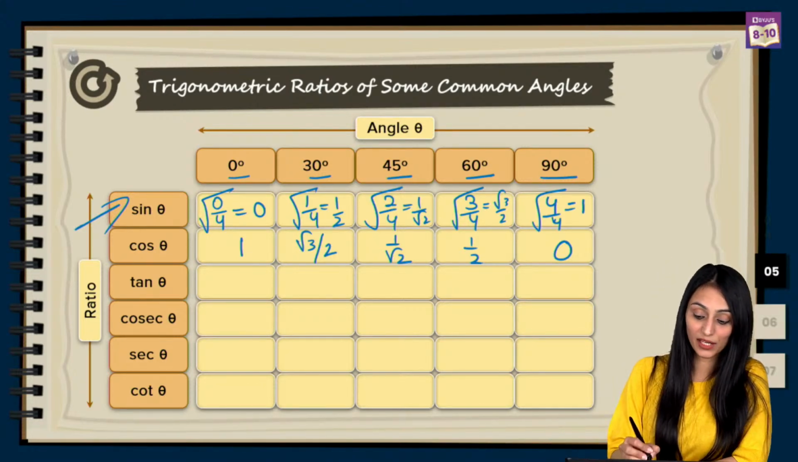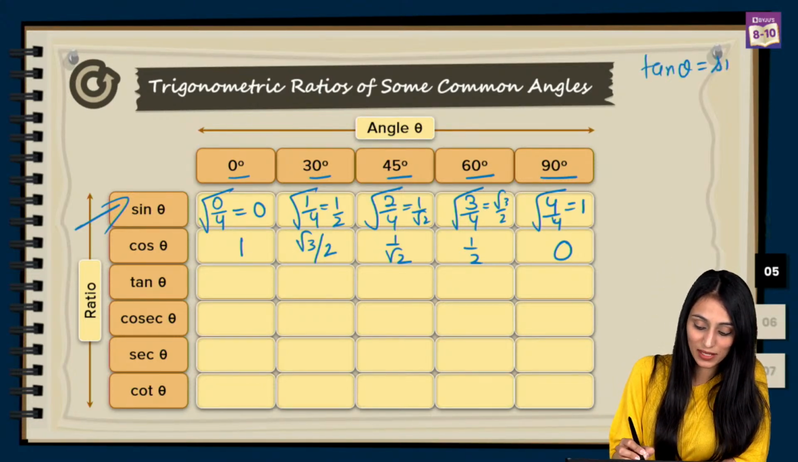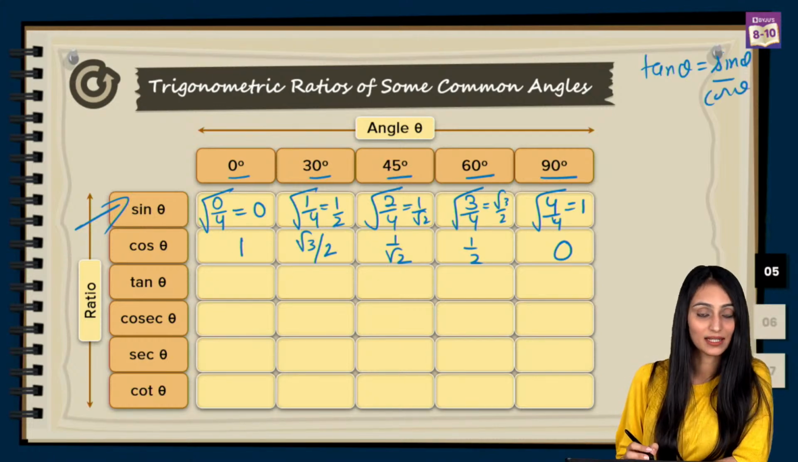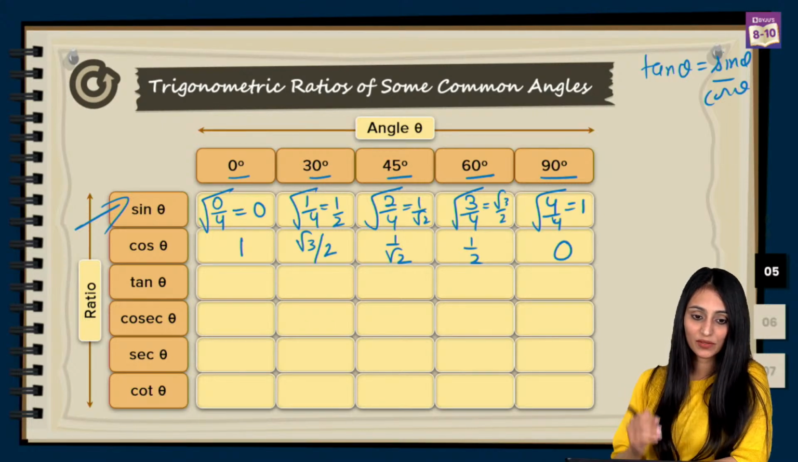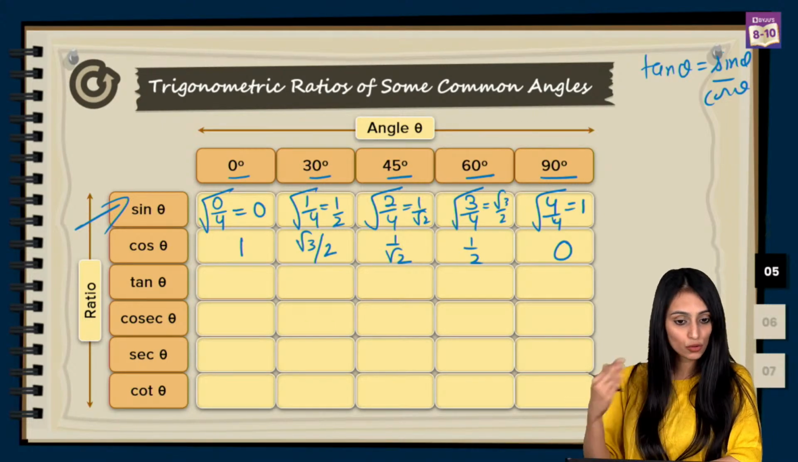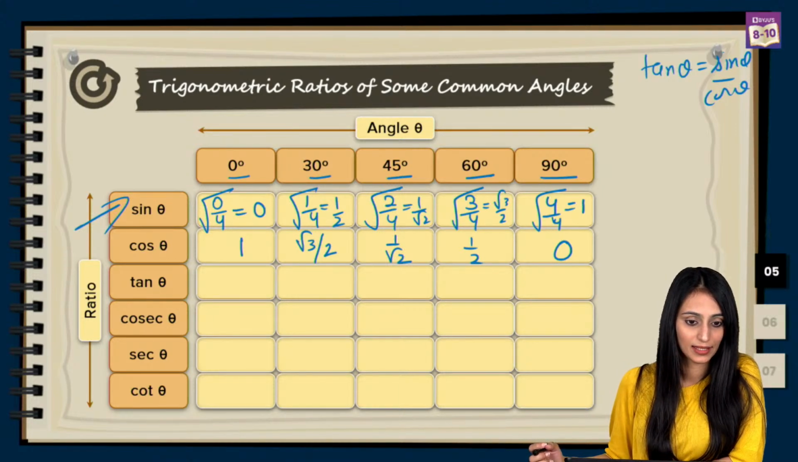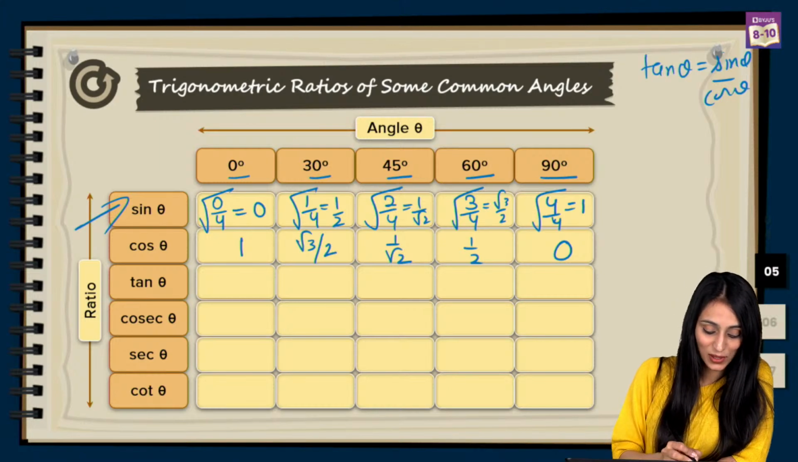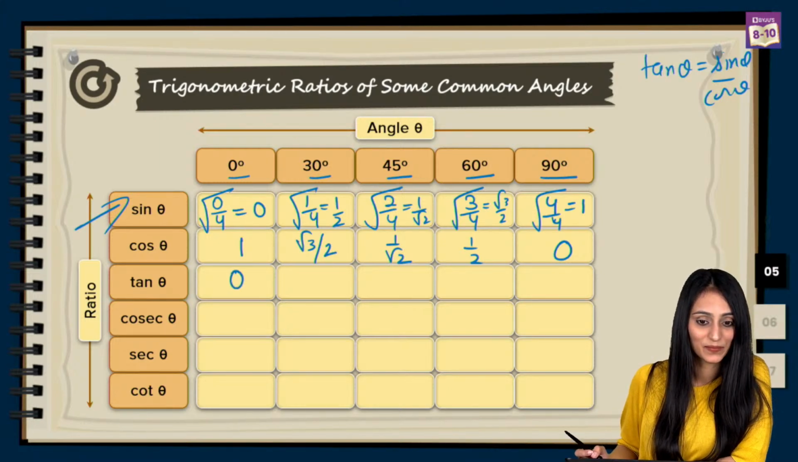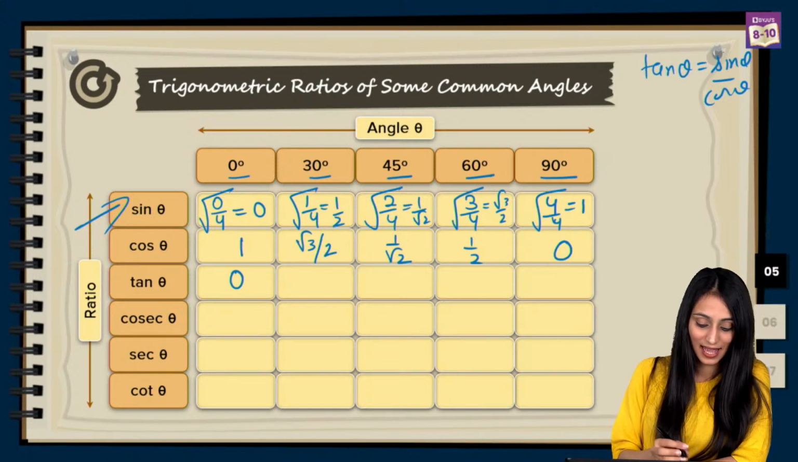Now finding out the value of tan theta. We all know that tan theta is basically sine theta by cos theta, right? So what is tan 0? What is 0 by 1? Tan 0 is what? Quickly. Generally, yes, but not always. You should know the values for others as well. So 0 by 1 is going to be 0 only, right?